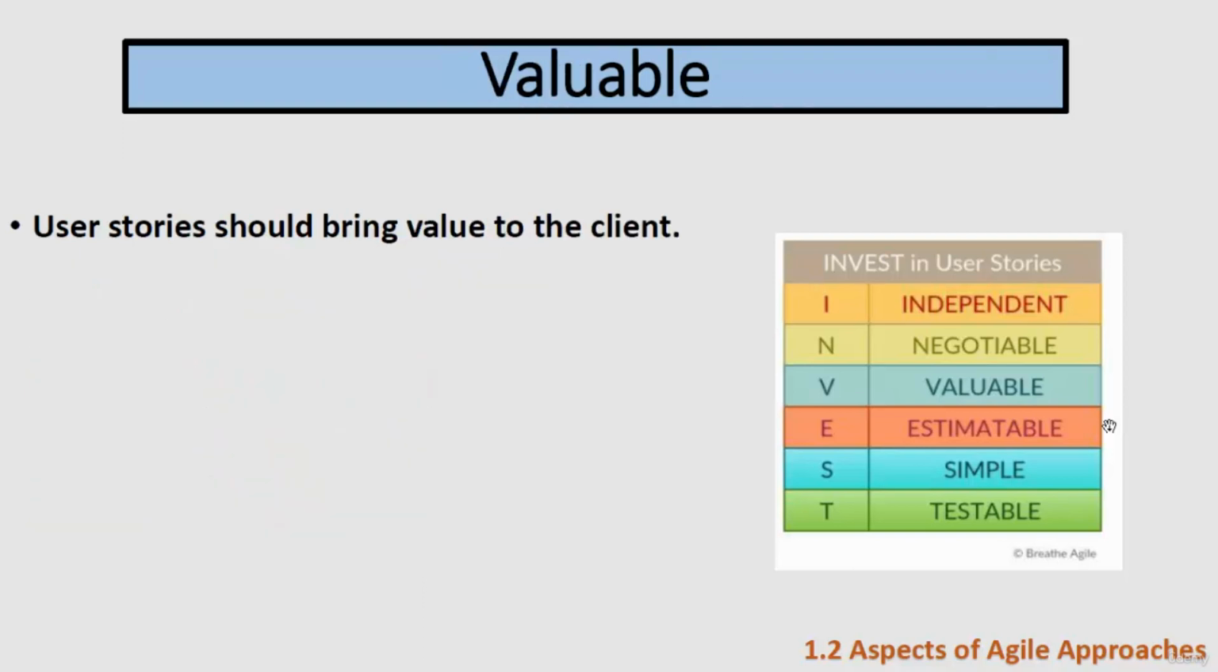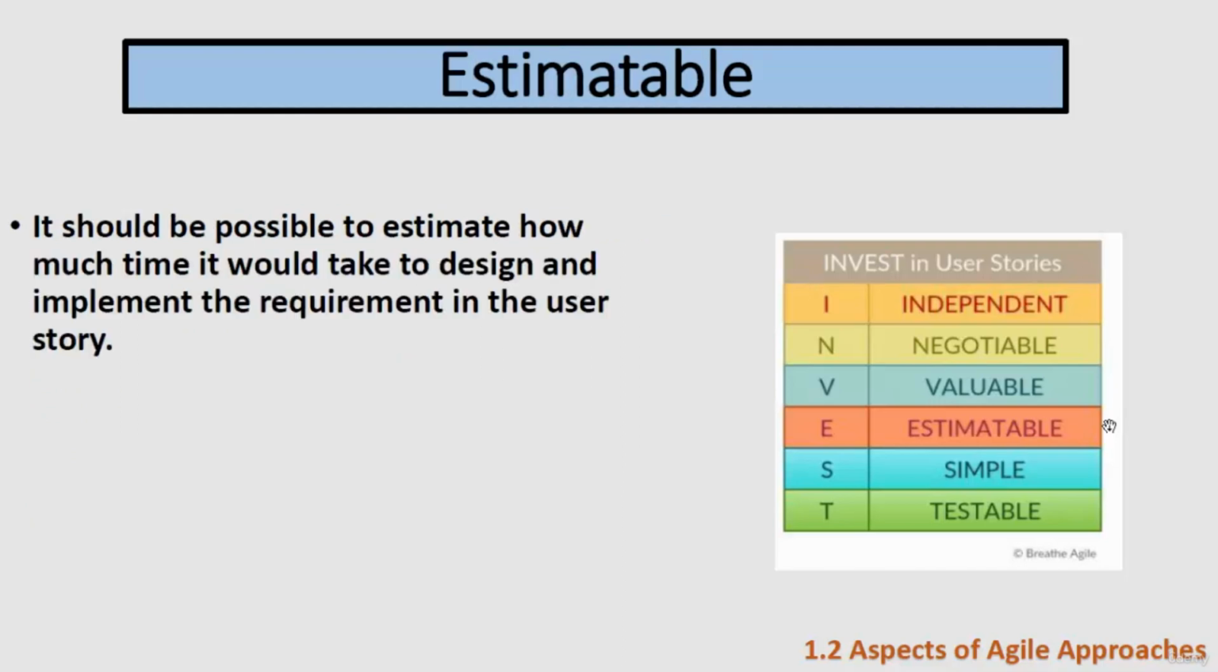The third thing is V for valuable, which means that your user story should bring value to the client. Then estimatable, which means that the user story can be estimated. We can estimate how much time it will need in order to be complete.